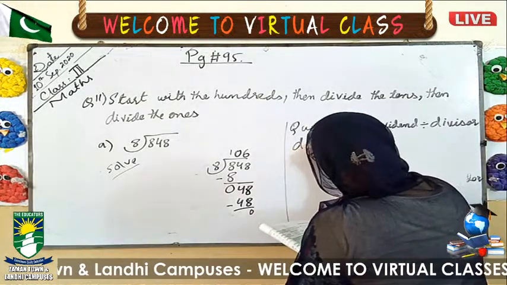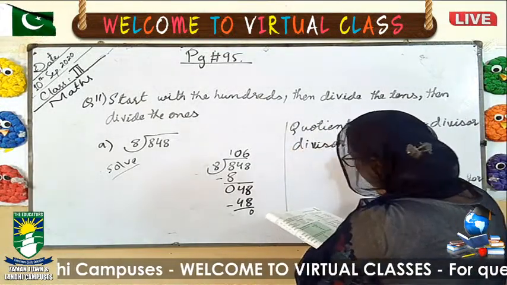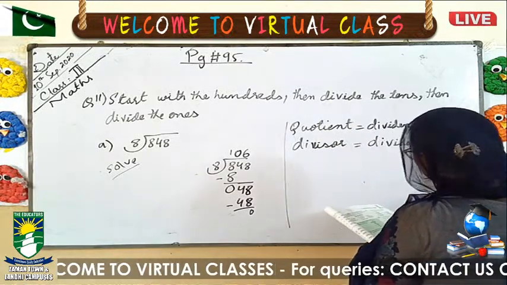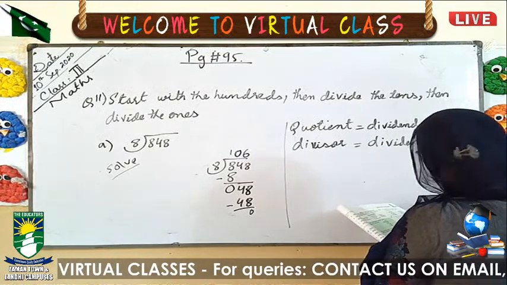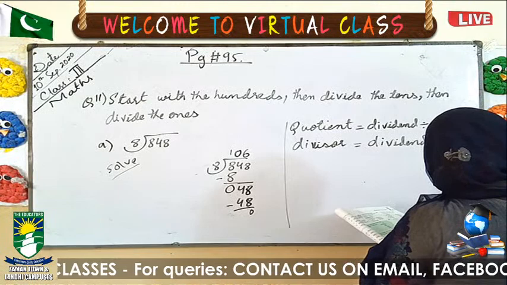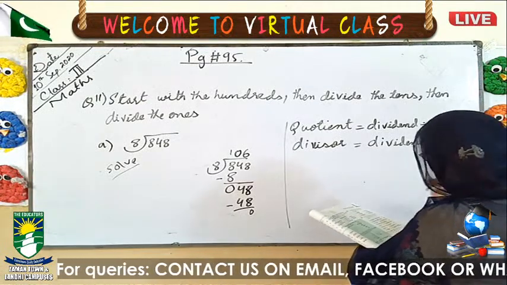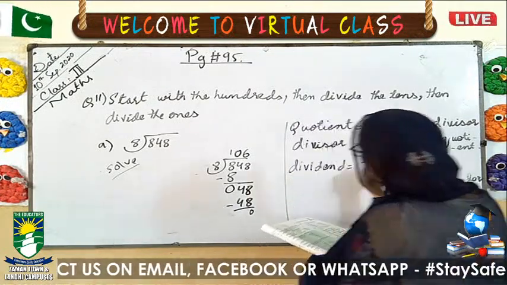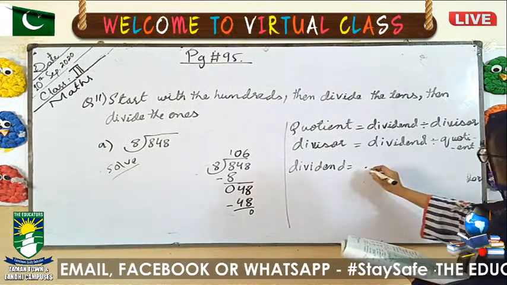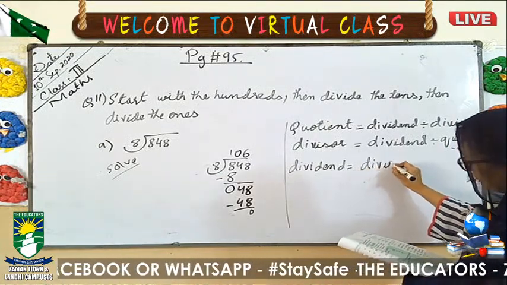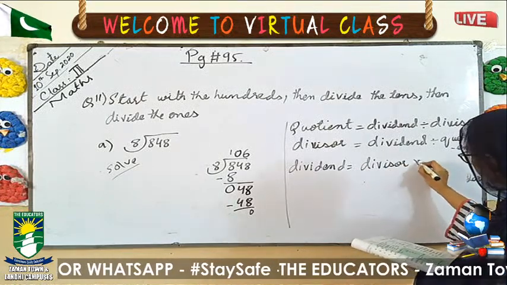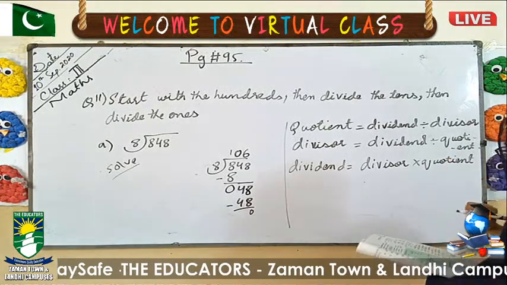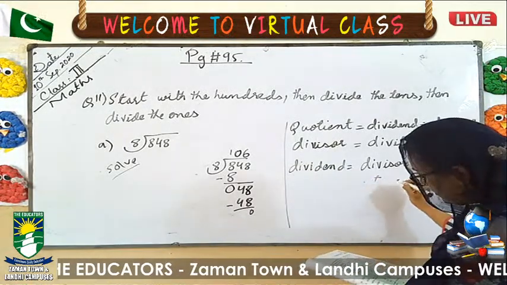Now if you are searching for the divisor, you have to remember it. Divisor equals dividend divided by quotient. I don't have space, so I'm writing over here. Then we have the dividend. As I have told you, I have also explained how to find the dividend. Simply you will write divisor multiplied by quotient, then plus remainder.